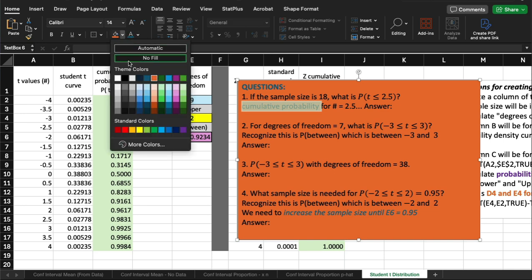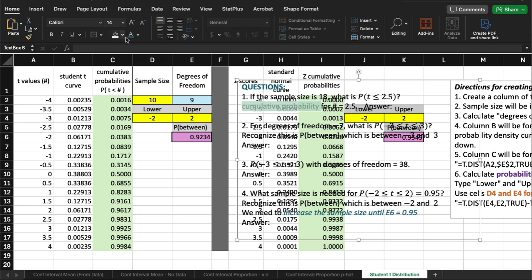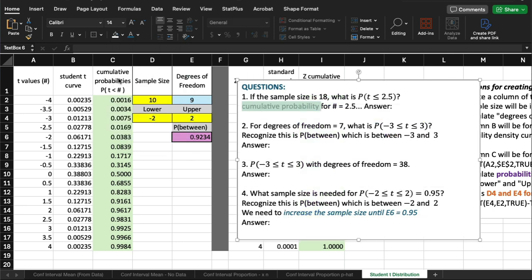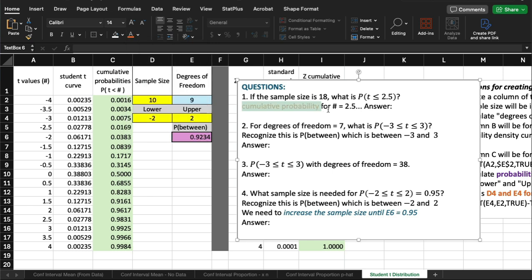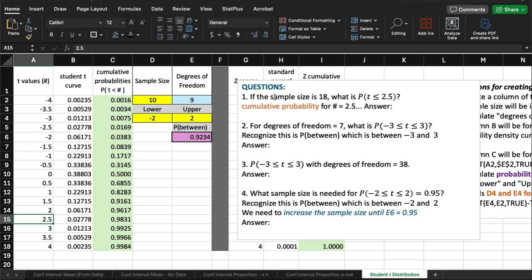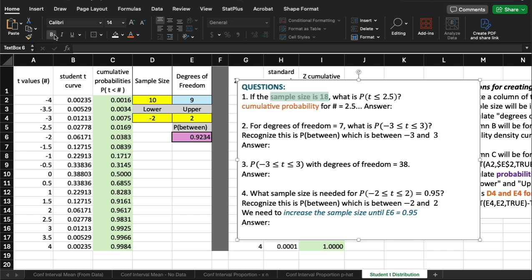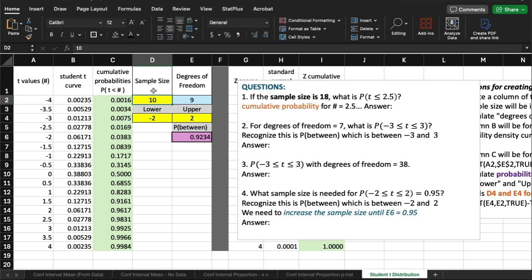So the cumulative probability when the t value is 2.5. So basically over here, we're going to be looking at row 15. But the first thing we need to do is correct our sample size. Make sure that we have the correct sample size in our spreadsheet. So under sample size, I'm going to make that an 18. And now we can look at row 15.